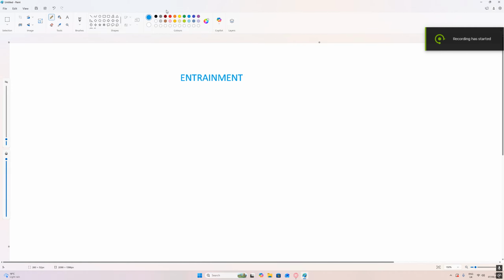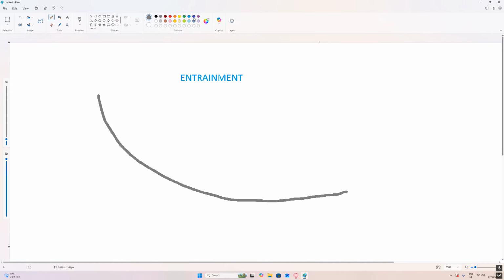So, what is entrainment? First of all, I'm going to do a visual diagram to show you how it actually works, and then I'll give you a definition, right? So, here we have a glacier on a slope, right? And this glacier has rocks in it. But how has that happened?